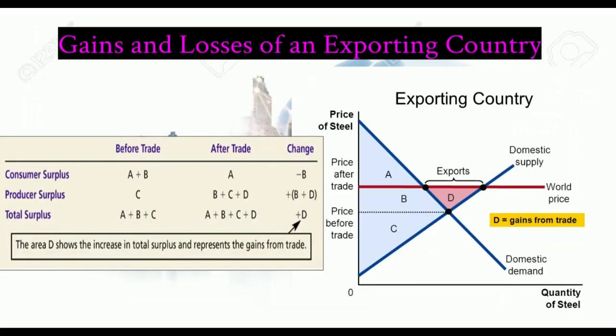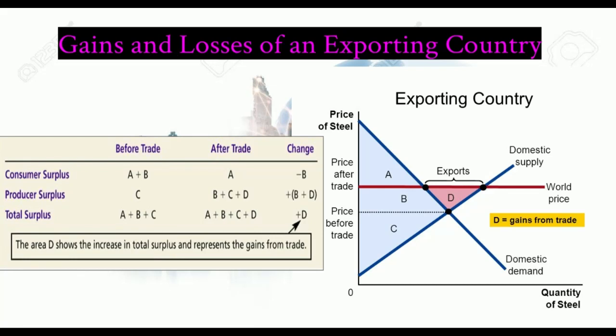So now first we'll talk about the gains and losses for an exporting country. We know a country will export if the world price is greater than the domestic price. See in this given diagram, the x-axis shows the quantity of steel and the y-axis shows the price of steel. DD is the downward sloping demand curve and DS is the upward sloping supply curve. The intersection of both demand and supply curve gives the price before trade, or the equilibrium price in the closed economy. Now this red line shows the world price or the price after trade.